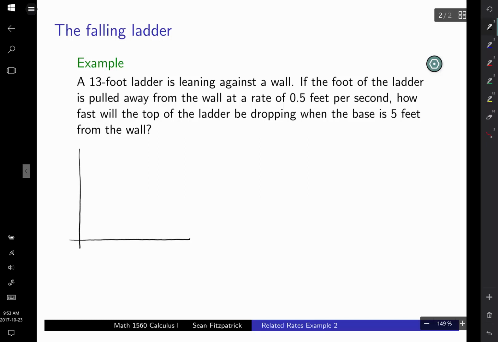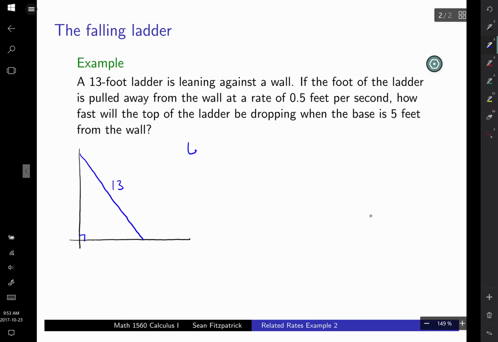Okay, we have a wall, we have the ground, we put in our ladder. And we note that this is a right angled triangle. So the ladder is 13 feet long. This is given to us.